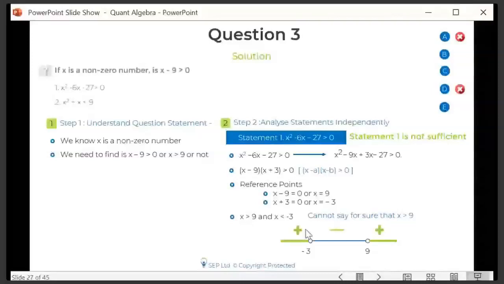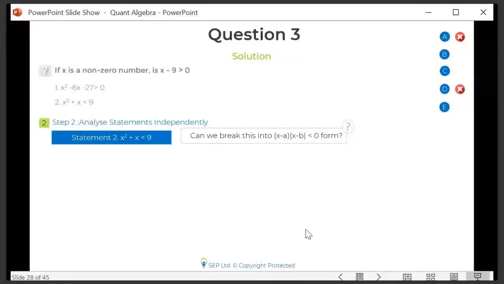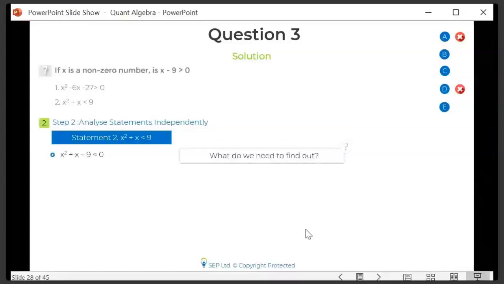Now let's look at the second statement. It's slightly tricky. It's given that x squared plus x is less than 9. Obviously, since it's a quadratic, you'll have to check whether you can break it into the form x minus a times x minus b is less than 0 or not. That is the first thing you need to check. But if we try to break it, we won't be able to. It cannot be broken down into the form that we just discussed.